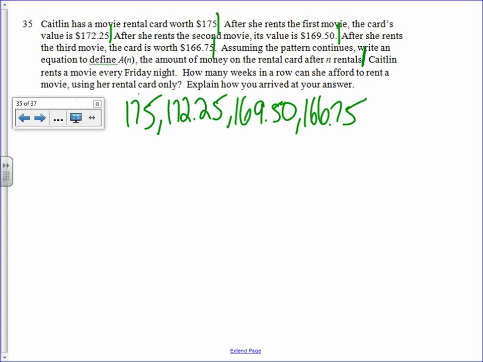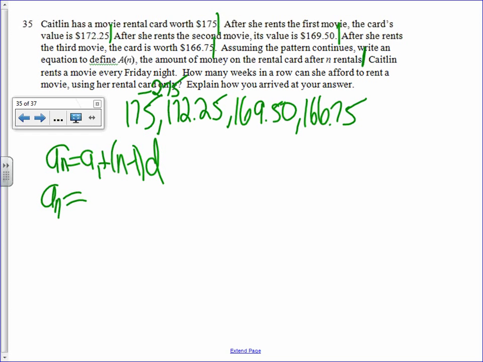Well, I'm subtracting 2.75, aren't I? I hope so, because that's what I'm doing. Yep, that's it. So the same formula, the third time on this test that we're doing it: a sub 1 plus n minus 1 times d. A sub n equals, the first term is 175 plus n minus 1, the difference is negative 2.75.